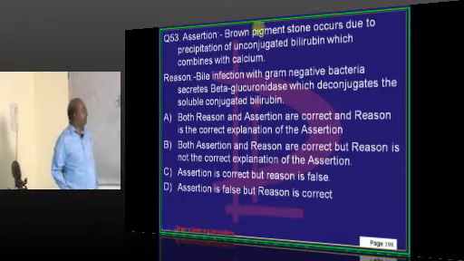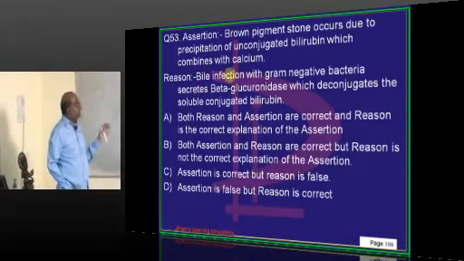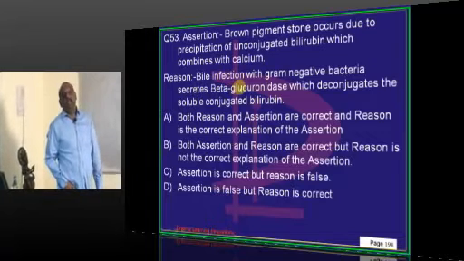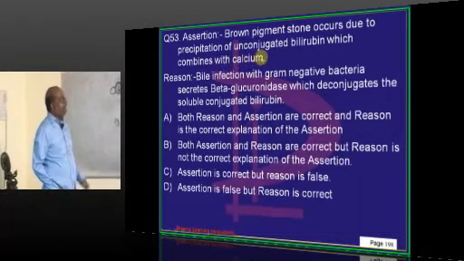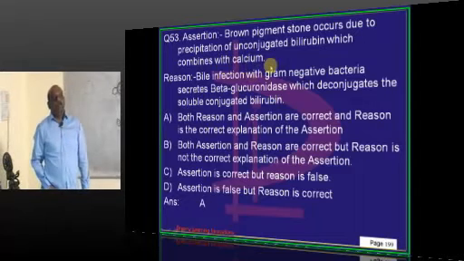Brown pigment stone occurs because of what? It occurs because of the precipitation of the unconjugated bilirubin along with the calcium.